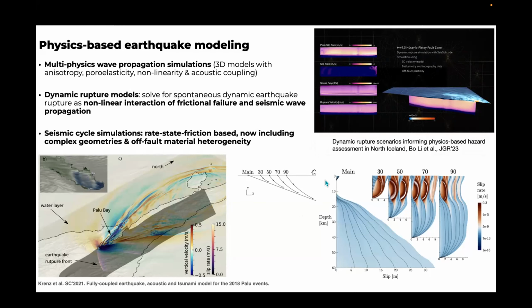And in this community, we are now at the stage of including complex geometry. So for example, one shallowly dipping main fault and several curved splays to better understand how they're interacting, not only co-seismically, but also in the interseismic periods. Very interesting in this community too is that we are now capable of including off-fault material heterogeneity. So for example, low velocity fault zones or rigidity variations.